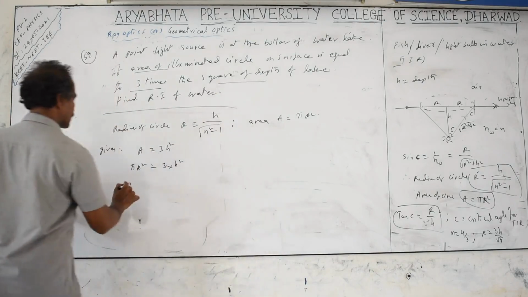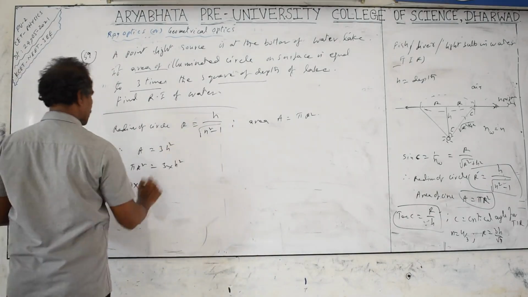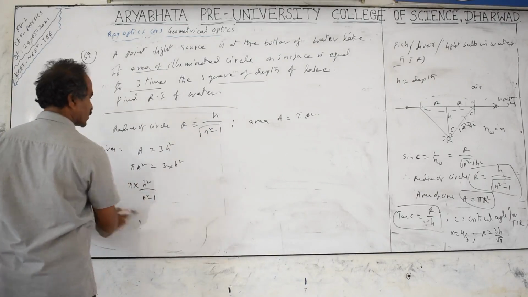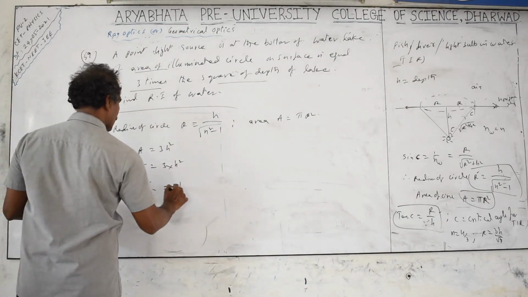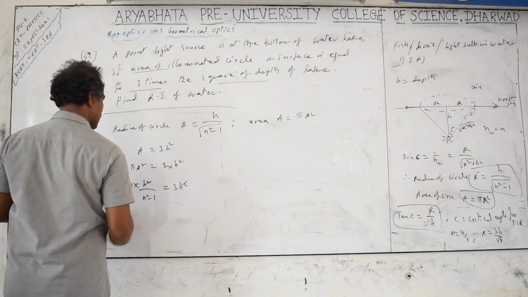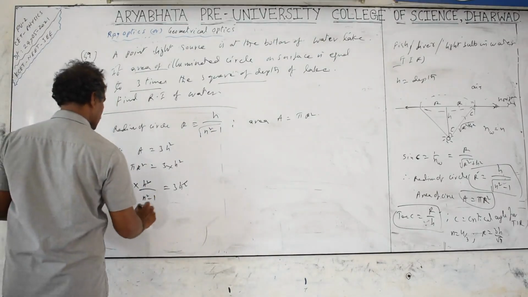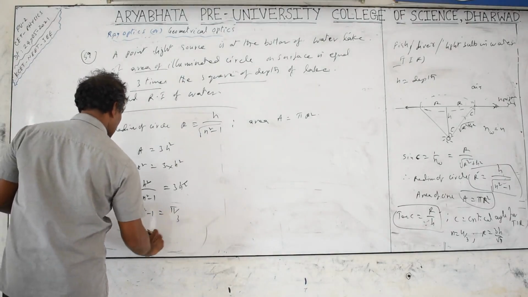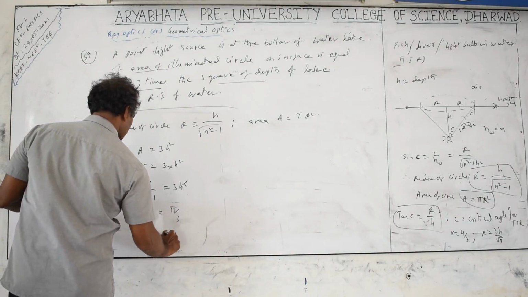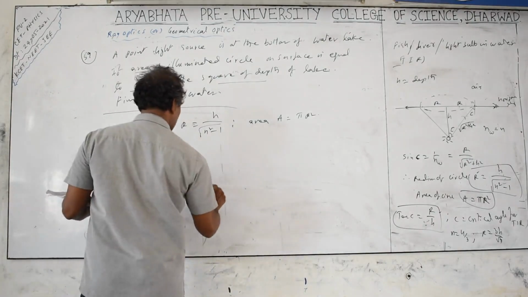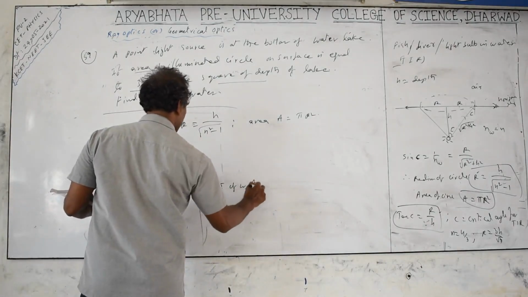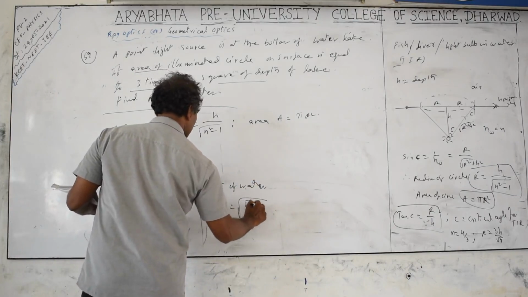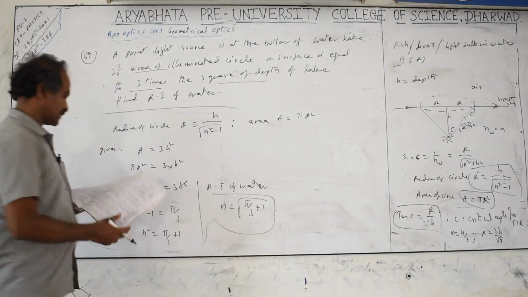Substitute here: pi into r square, that means h square by n square minus 1. The root is removed by squaring, equal to 3h square, and h square cancels. You will get n square minus 1 is equal to pi by 3, so n square is equal to pi by 3 plus 1. The refractive index of water n is equal to under root of pi by 3 plus 1. This is the answer required.